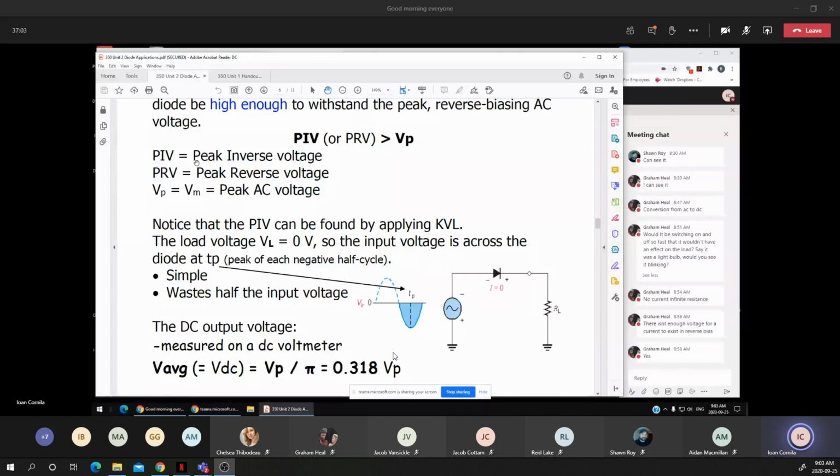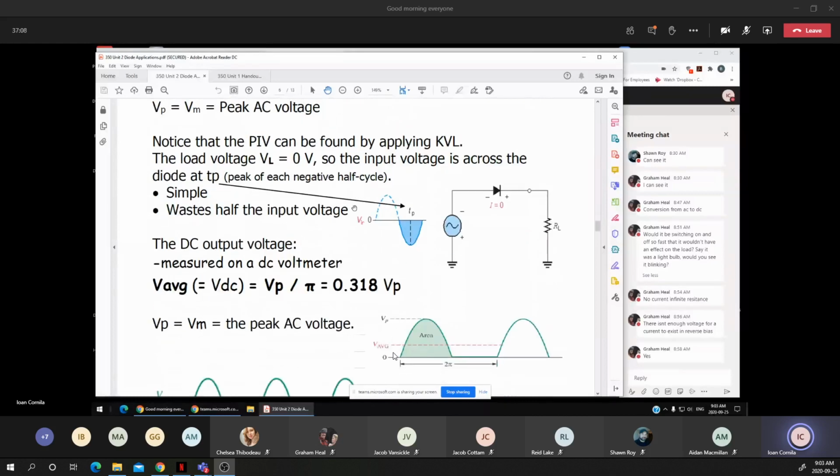In the textbook, the peak inverse voltage. Now, the question is, when does the peak inverse voltage occur? When the diode is in reverse bias.